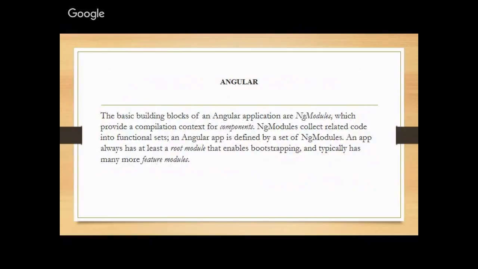The basic building blocks of Angular applications are NgModules, and they provide a compilation context for components. Every app has a root module. A module is a way for you to combine components, services, and dependencies in your application. And every app has a root module, which is like the link to all other modules in your app.